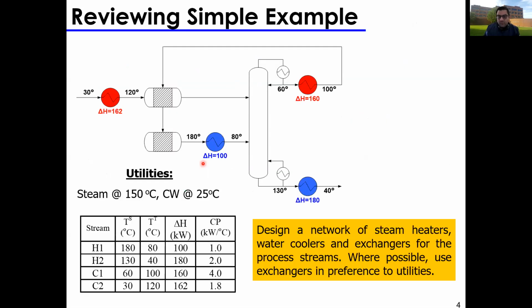If you recall the motivating example from last week, I had a process. In this process, I have 2 reactors right here, and then I have a distillation column. I have 1 cold stream entering, being heated to 120, and a second cold stream at the very end, being heated to 100. I also have a hot stream coming out of this reactor being cooled to 180, and a second hot stream from the bottom of the distillation column being cooled to 40. And you're told that you have utilities, which is steam at 150 and cooling water at 25.